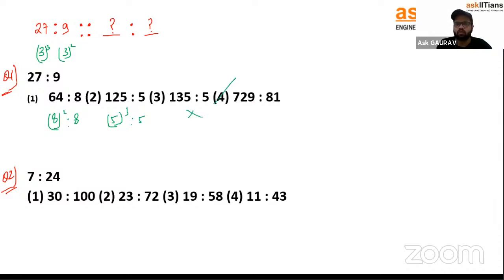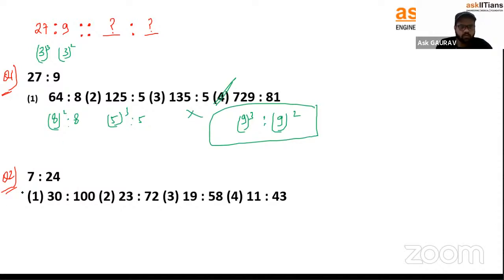Okay, in the fourth option, 729 is what? 9 cube, right? And 81 is what? 9 square. So yes, the same relation is followed in the fourth option. So the fourth option is right. Right, guys? Okay.